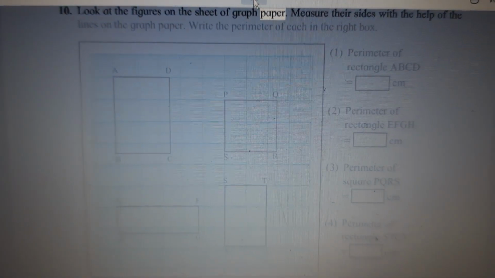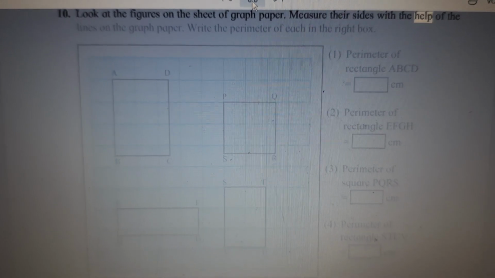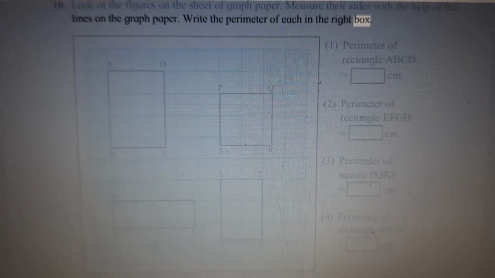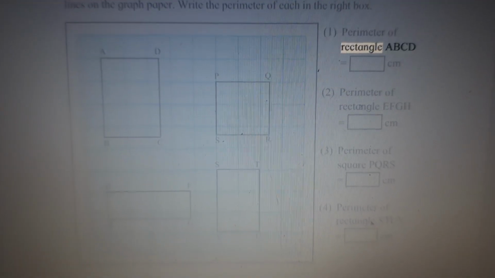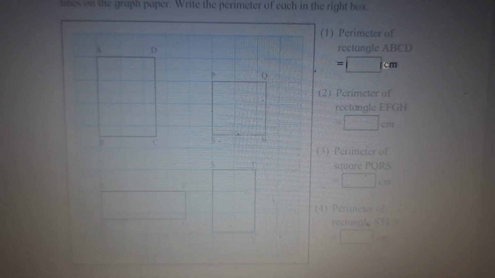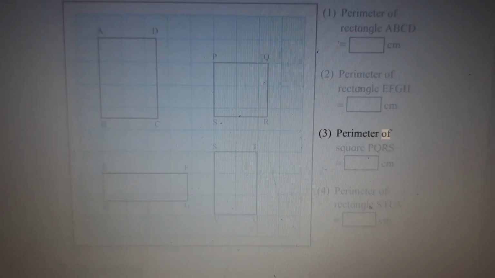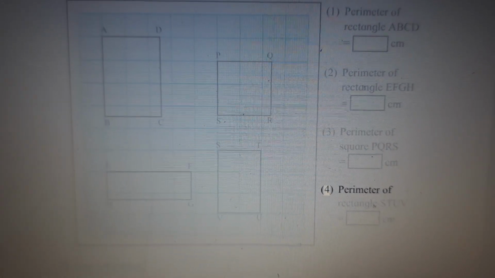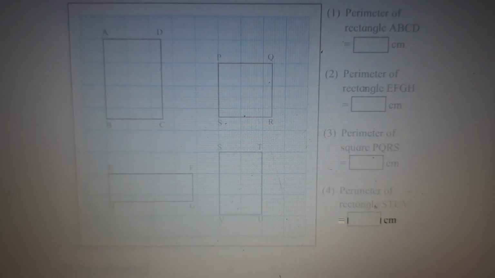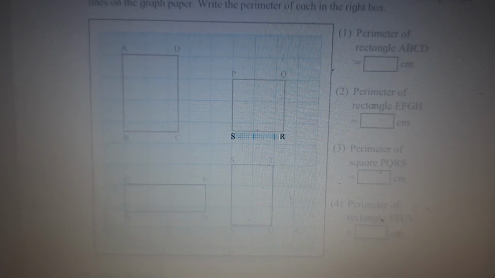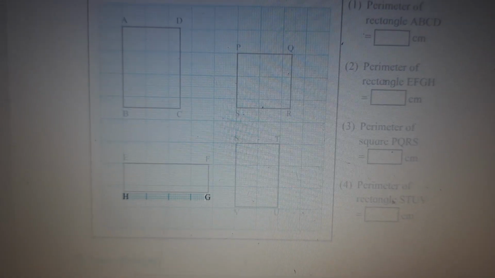Sheet of graph paper. Measure their sides with the help of the lines on the graph paper. Write the perimeter of each in the right box. 1. Perimeter of rectangle ABCD is equal to cm. 2. Perimeter of rectangle EFGH is equal to cm. 3. Perimeter of square PQRS is equal to cm. 4. Perimeter of rectangle STUV is equal to cm.